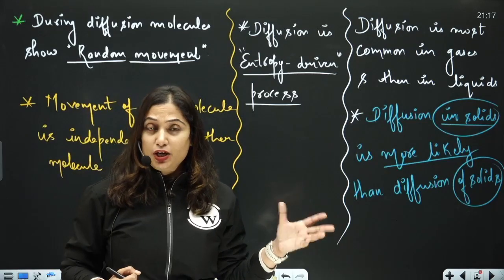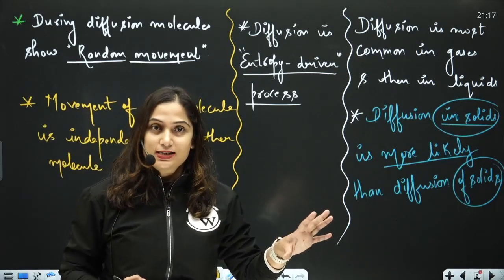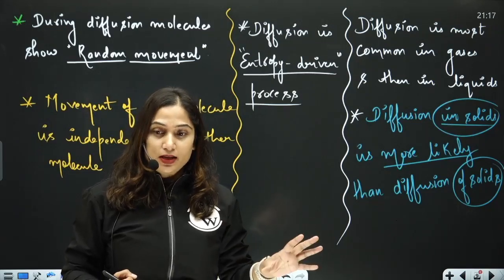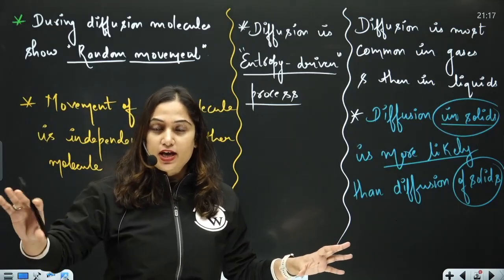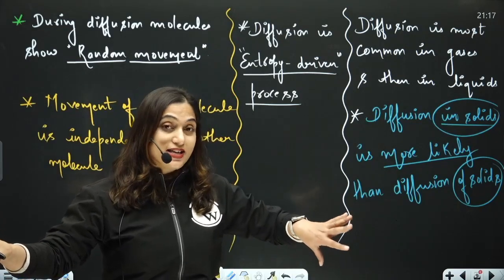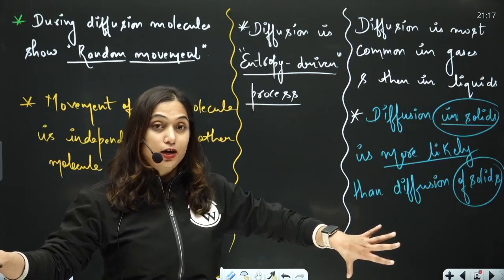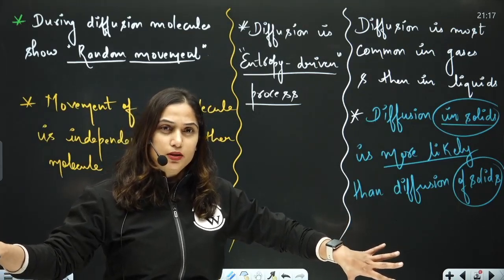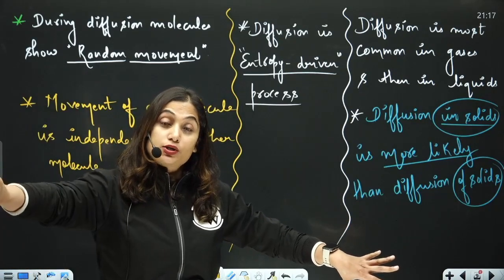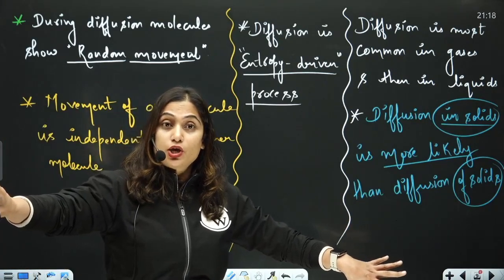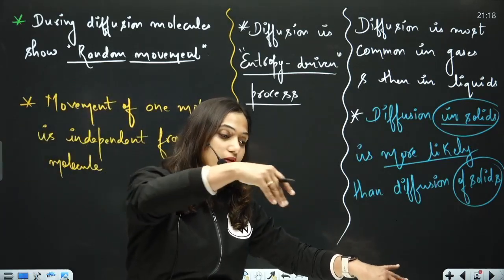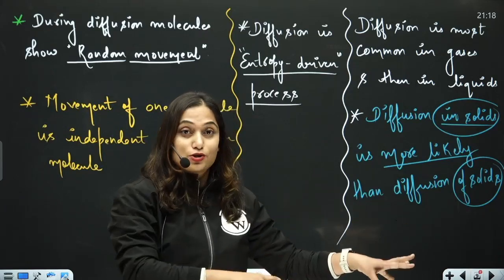Then, diffusion is very common in gases, right? Then in liquids. But have you ever seen that there are 4 or 5 chairs in one corner of the room, and a lesser concentration of chairs in the second corner, and when you come back in the morning, the chairs have moved by themselves towards the corner where the concentration of chairs was less?